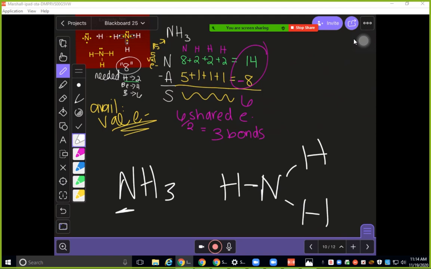Your last step is to go back to your available. We had 8. Each of these bonds counted as 2. So 1, 2, 3, 4, 5, 6. If you notice, hydrogen has 2, he's good. Hydrogen has 2, he's good. Hydrogen has 2, he's good. Nitrogen only has 6. How many did nitrogen need in order to be full? 8. So we're going to add those last 2 to nitrogen. And now you're done with your drawing.